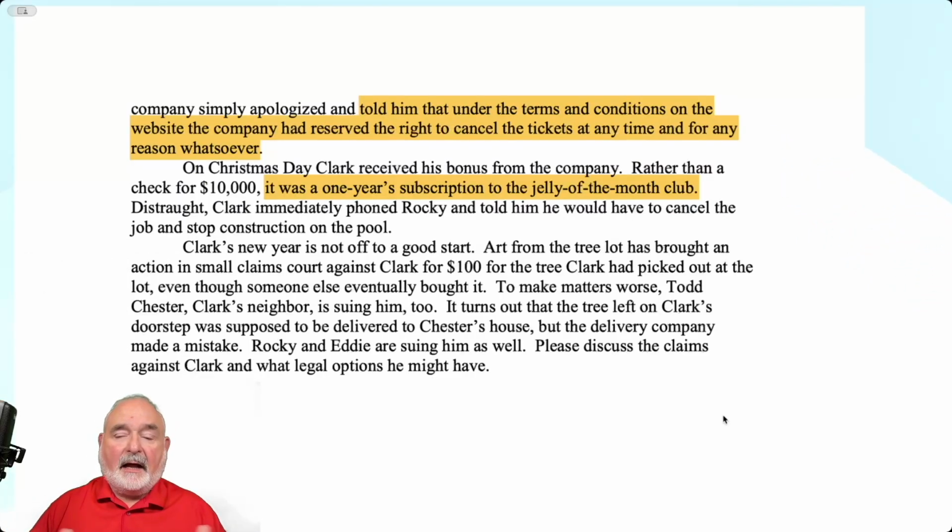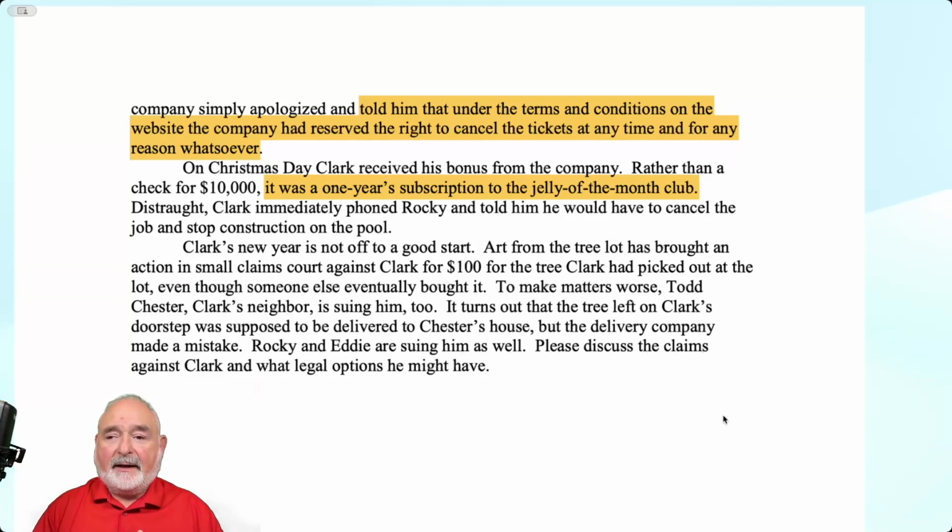Then we find out that Clark didn't get a $10,000 bonus. He got a subscription to the Jelly of the Month Club. No doubt getting something like guava and what are those awful? Oh, gooseberry. Probably gooseberry jam. There you go. Clark immediately phoned Rocky and told him he'd have to cancel the job and stop construction.